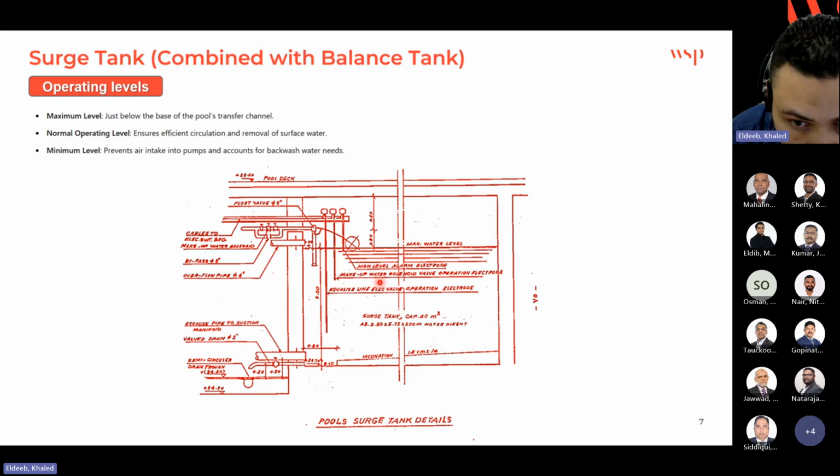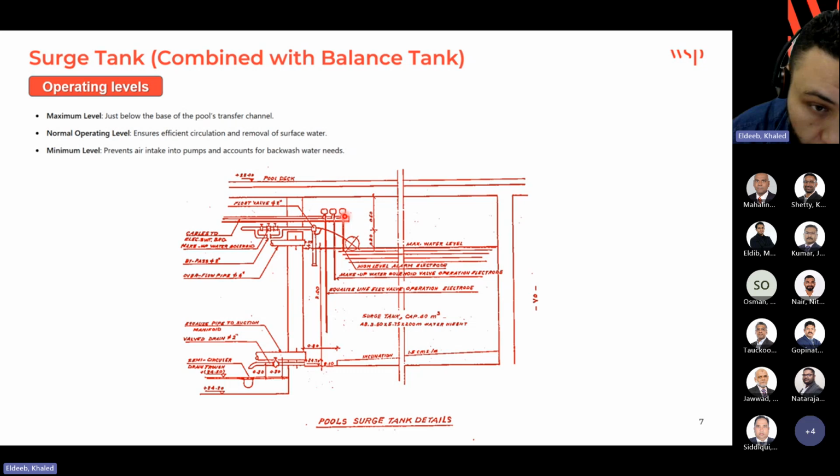Also here, okay, yes, here the makeup is supposed to start from the middle one. The makeup should start from here. Once it goes below this one, the makeup starts. Once you reach here, it stops. Okay, and this one before the overflow, it gives an alarm actually.